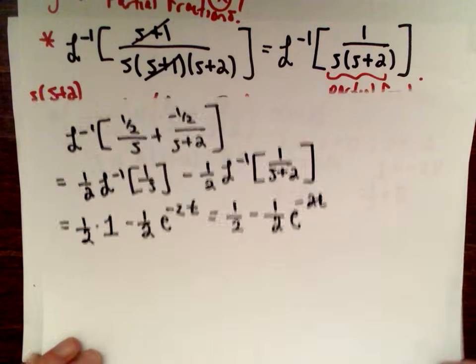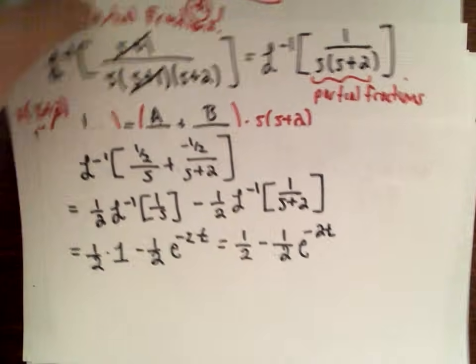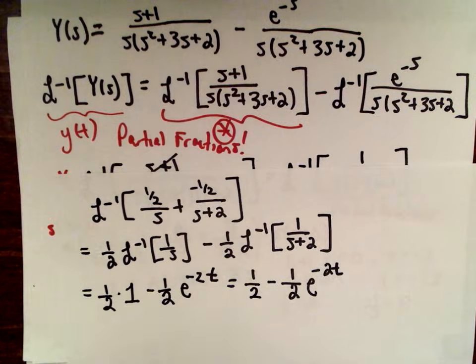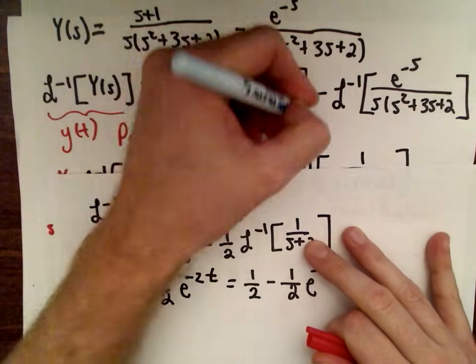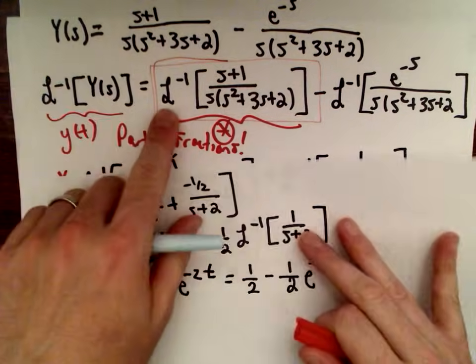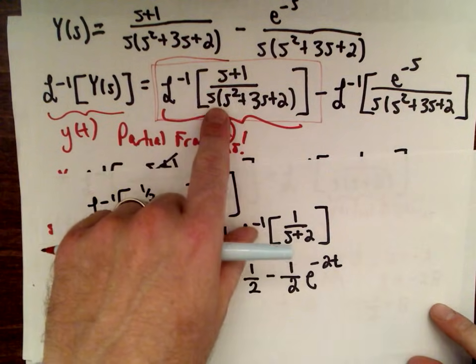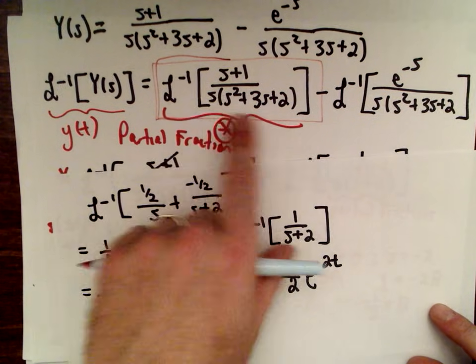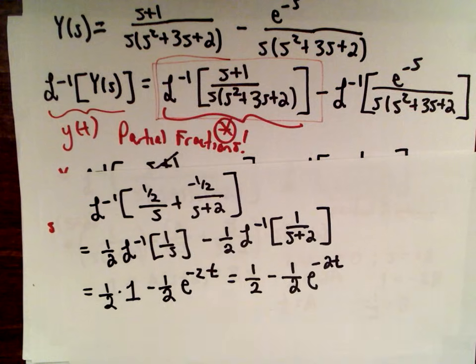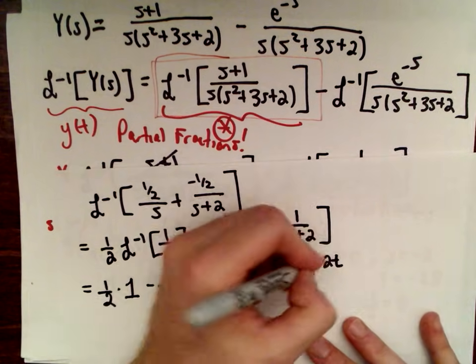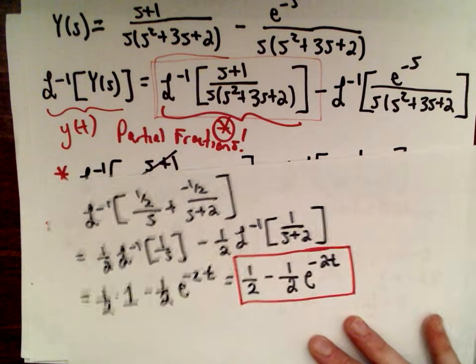Okay, so what have we done at this point? What we've done is we found the inverse Laplace transform of the term s plus 1 divided by s multiplied by s squared plus 3s plus 2. So this part is going to be useful. That's going to be part of our solution.